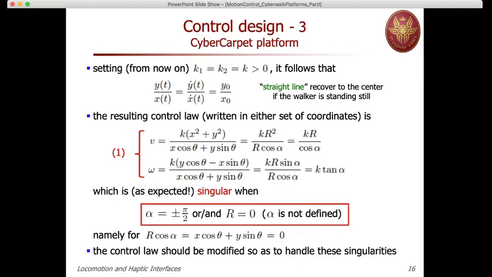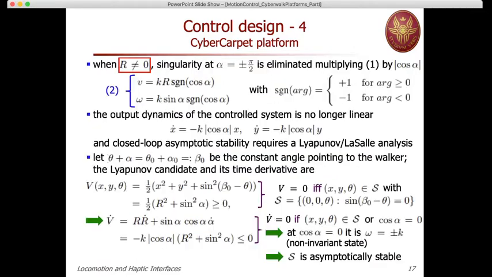So the two singularities have different meaning. In the first case, we are losing the usefulness of one of the two commands, so that we have less mobility with the platform, with the goal of bringing back the user to the center. In the second case, there's a numerical issue when we're getting closer to the origin. So let's see how we can handle this situation, and in particular these singularities.